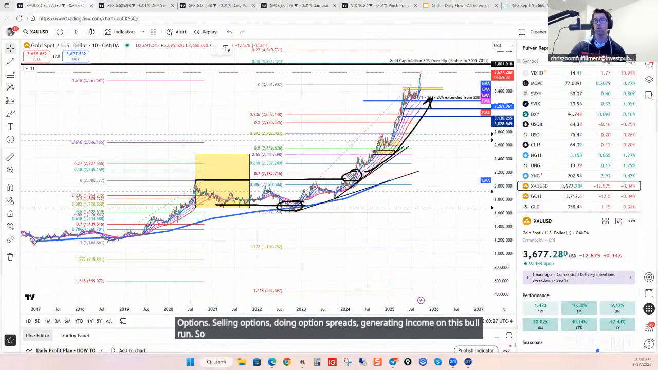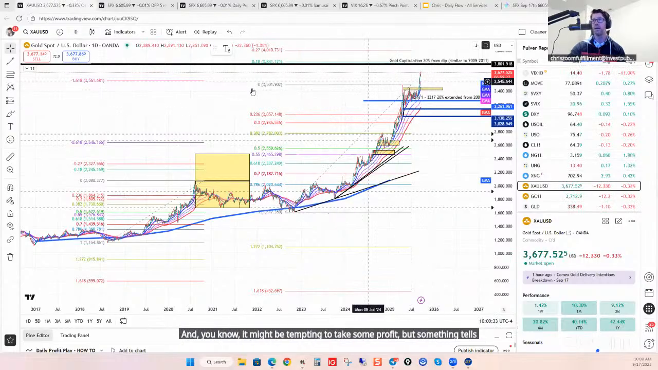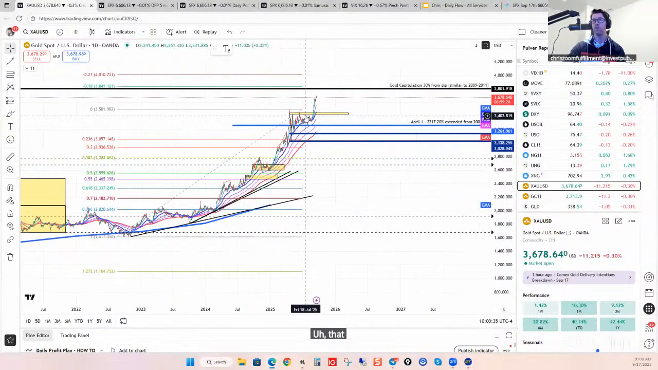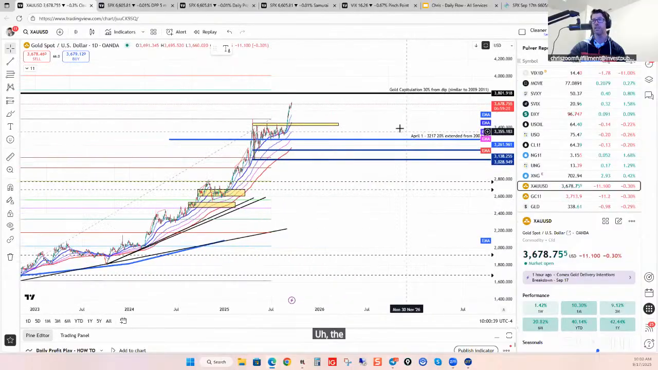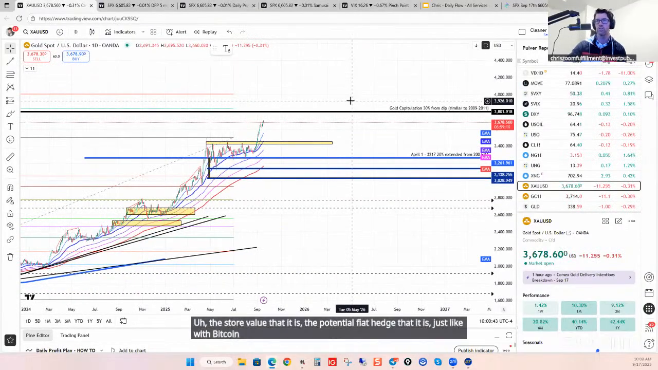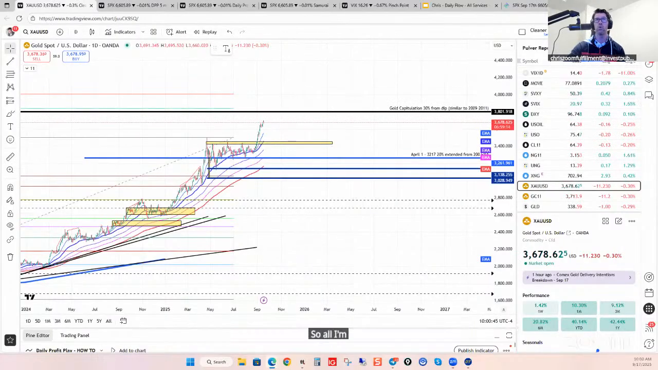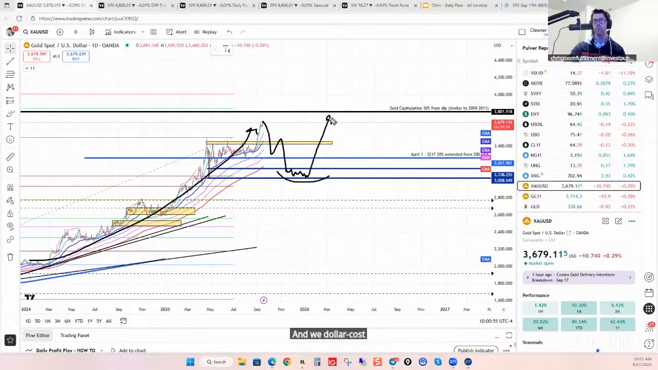So this is my core position way down here. And it might be tempting to take some profit, but something tells me that we should treat this like the asset that it is, the store of value that it is, the potential fiat hedge that it is, just like with Bitcoin has this argument as well. So all I'm looking at on gold is, look, it's been a great run. I think if we go high, low, lower, high, lower, low, I think we find a trough and we dollar cost average in. We look for more upside.